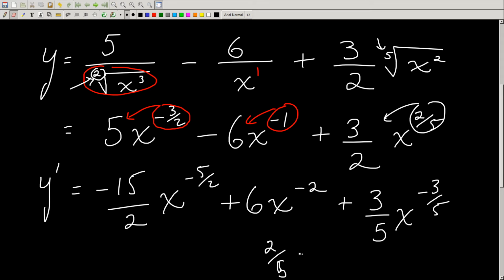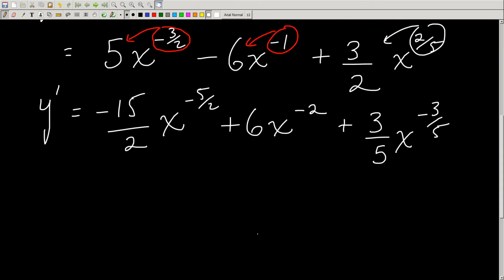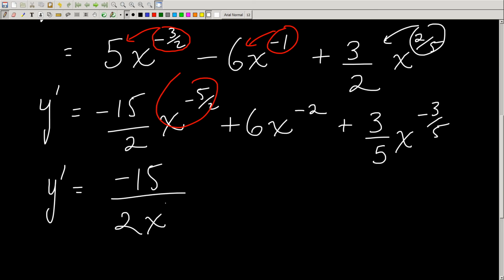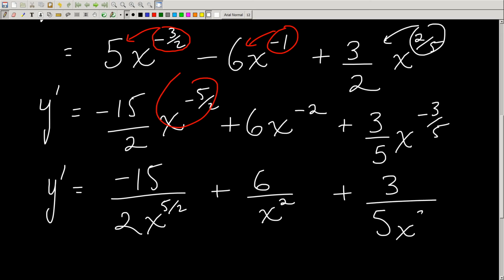And there you go. So if you notice, now in my derivative, I've got 3 terms with 3 negative exponents. So if I want to rewrite these with positive exponents, all I'd have to do is drop the entire power back down to the bottom and switch the sign. So it's a flippy switchy in reverse. 2x to the 5 over 2. Over here I'd have 6 over x squared. And over here I'd have plus 3 over 5x to the 3/5. And there you go. That is the derivative.